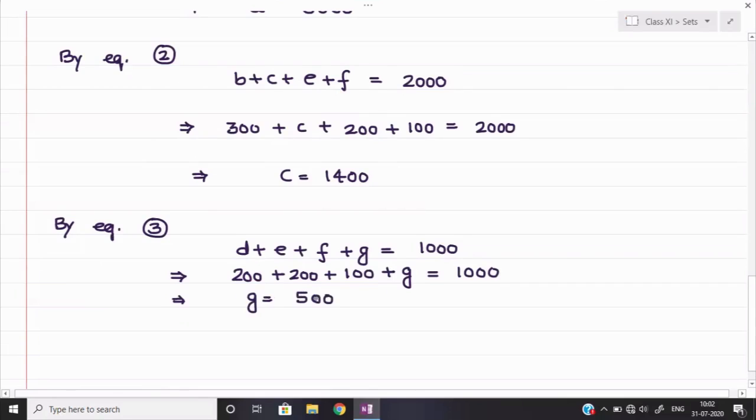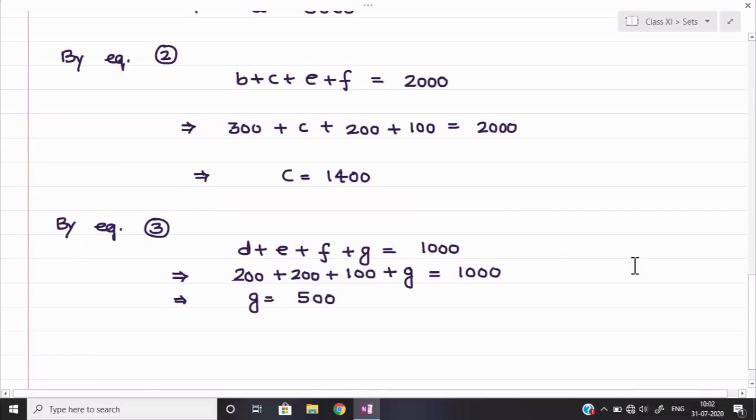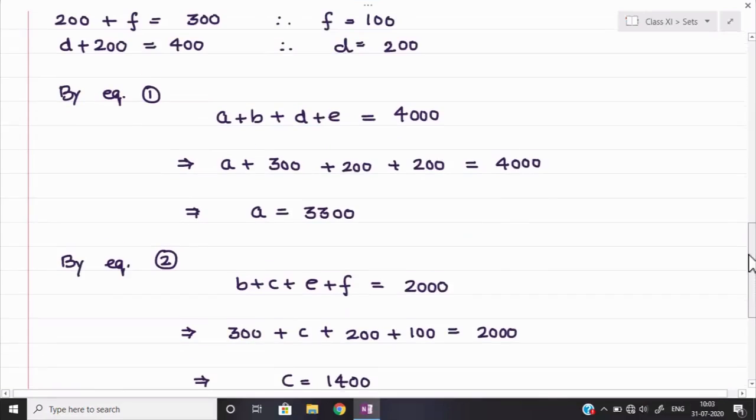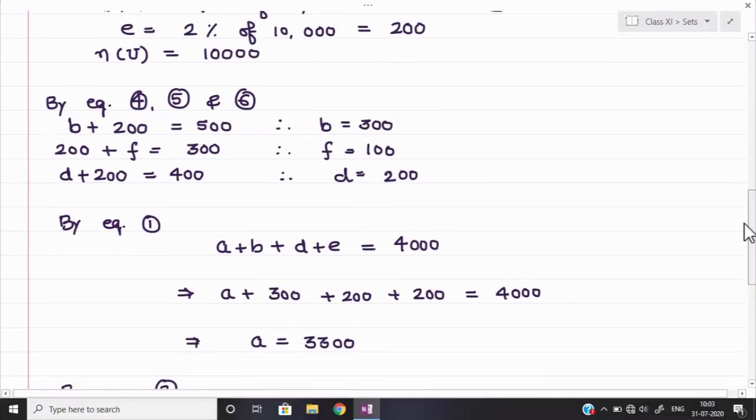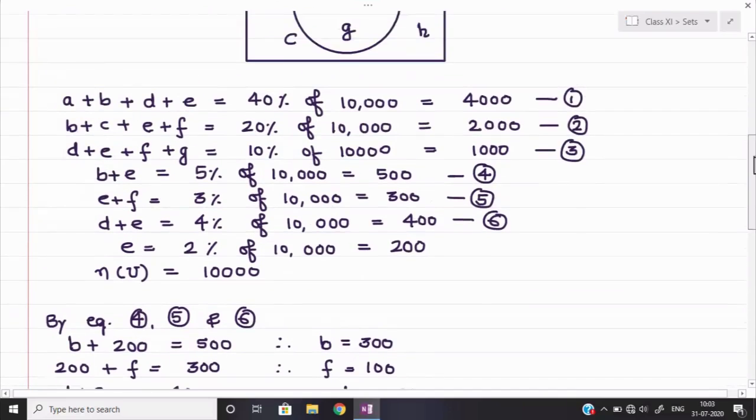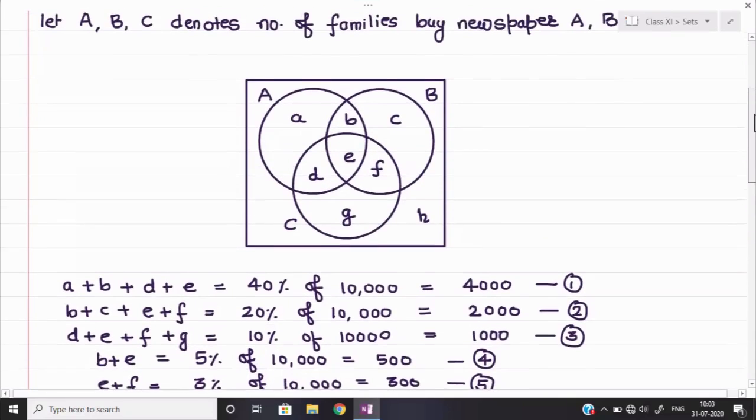Now see how many unknown values we found. If I start counting with G, C, this is 2, A is third. Okay, and here 3 more values, B, D and F. So 3 plus 3 is 6 and value of E is given here as 200. So 7. So all 7 values which I inserted in the circle I found.